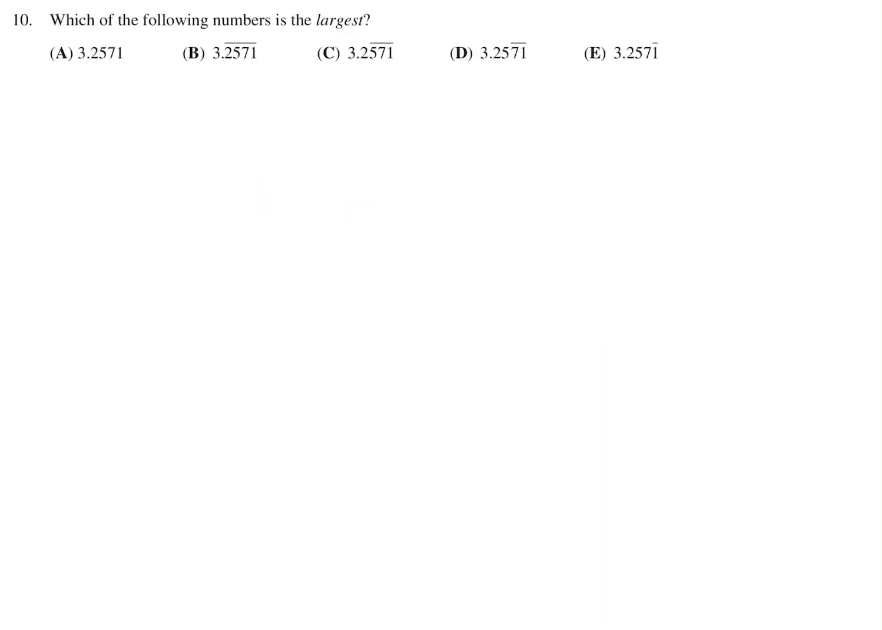Which of the following numbers is the largest? So the best thing to do in these kinds of questions is write them out and compare them. So this one is just 3.2571, but I'm going to put some zeros after it. The next one is 3.2571, but that line all over it means that it repeats. So 2571 again, and so on. It just keeps on going. But I think this many decimal places is enough to make a very head-to-head comparison.